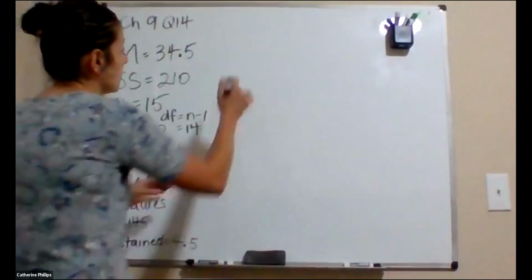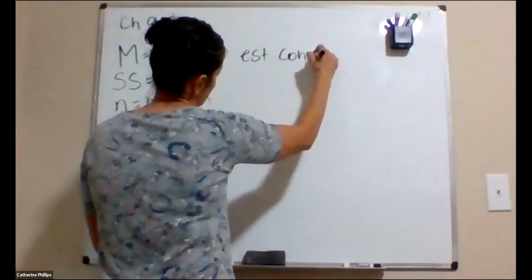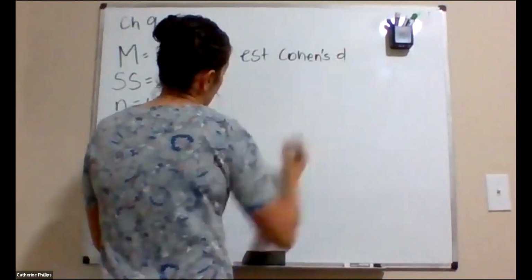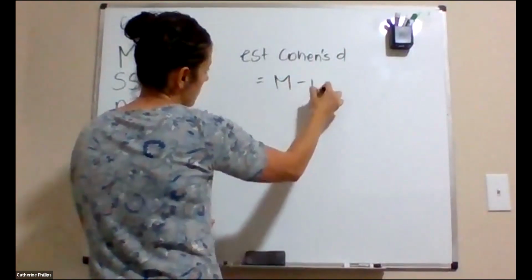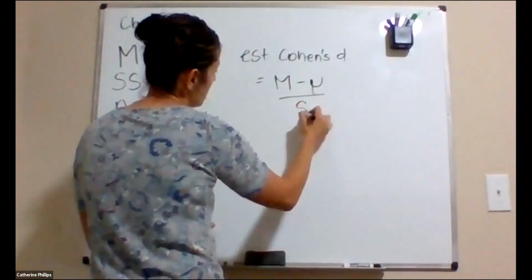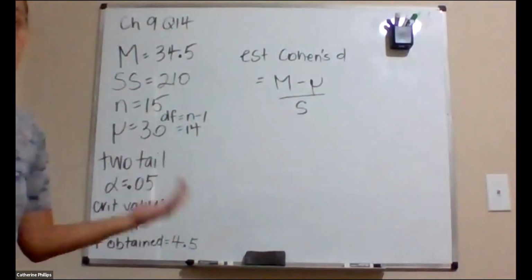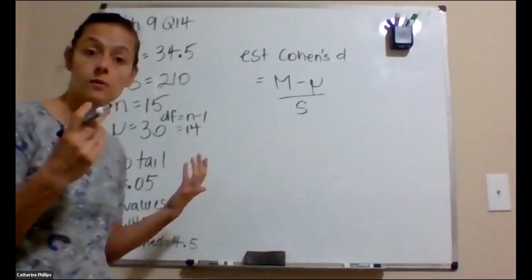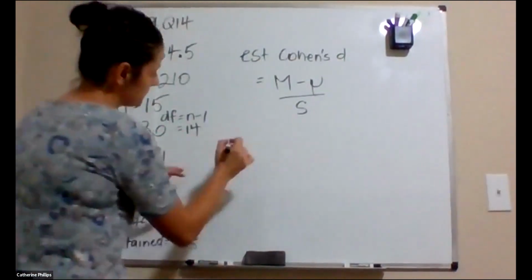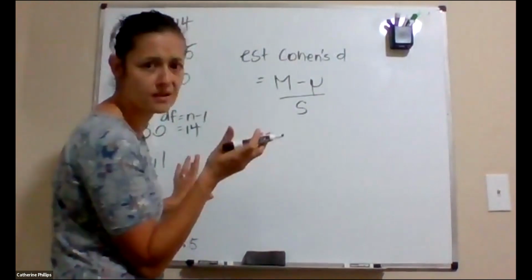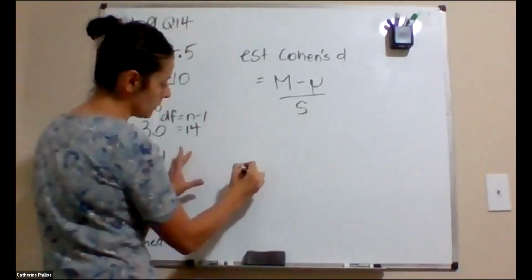So if we're calculating estimated Cohen's d, the formula for this is the mean, subtract the population value, divided by the standard deviation. But we don't have that. We have sum of squares, and I already erased all my work, didn't write it out. The variance needs to be calculated. And we had variance instead of standard deviation, so we need to go a step further anyways.